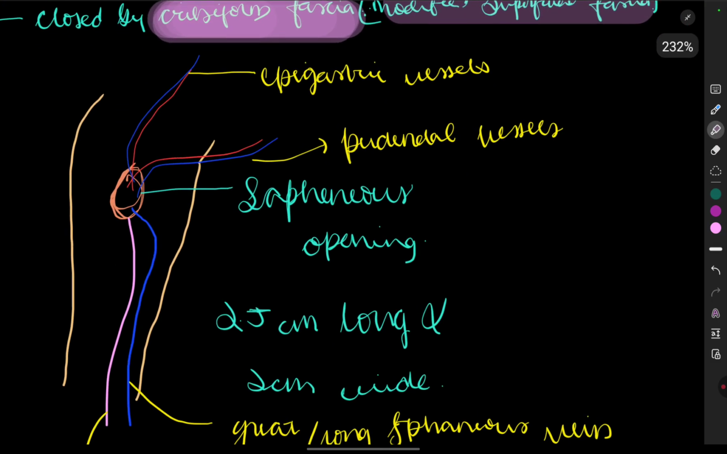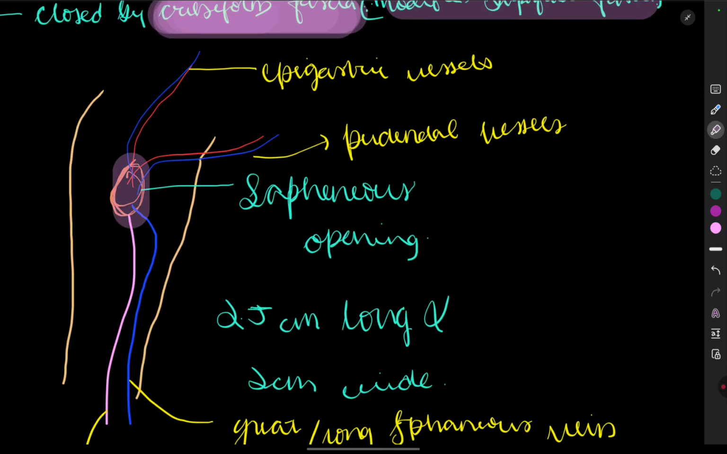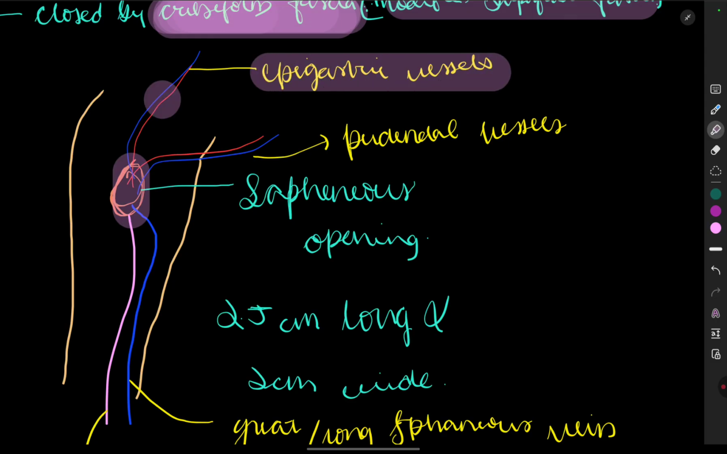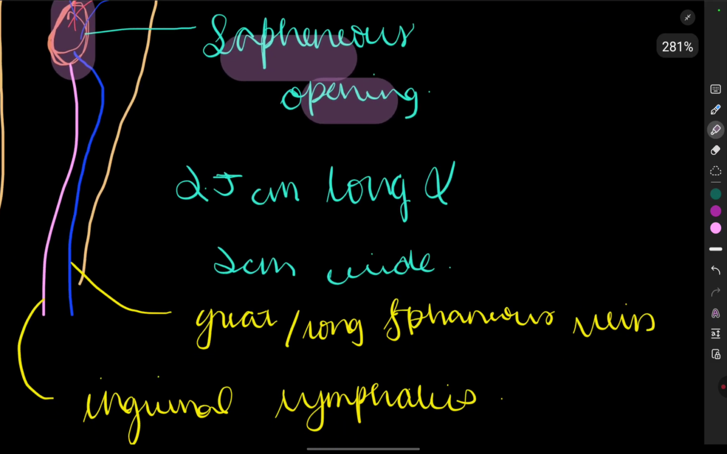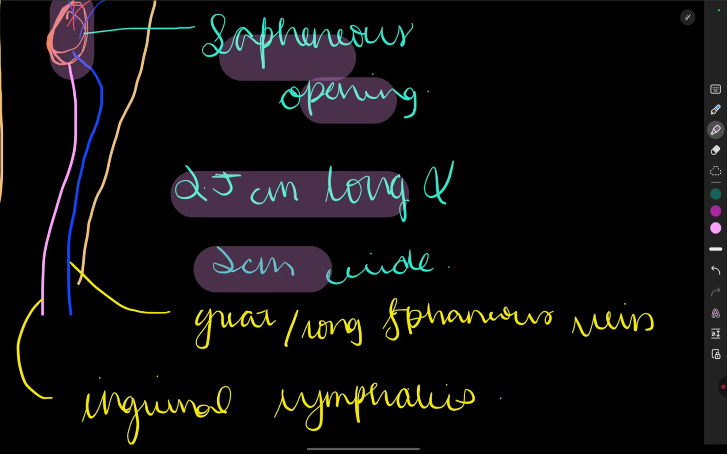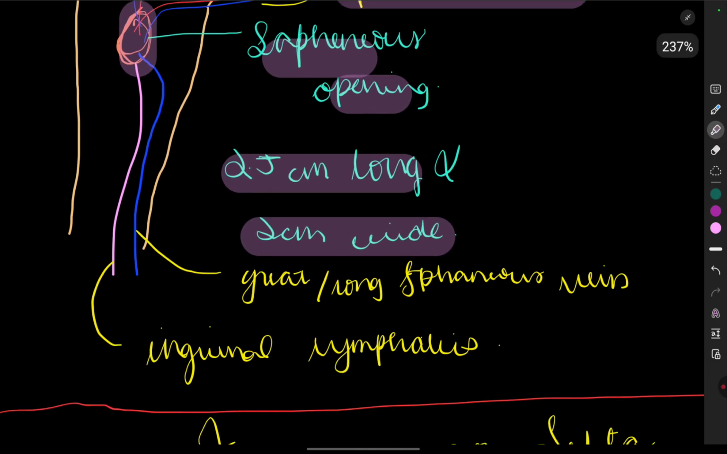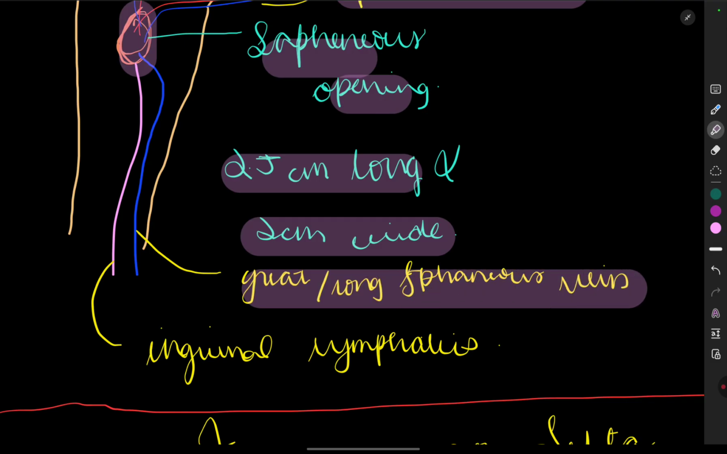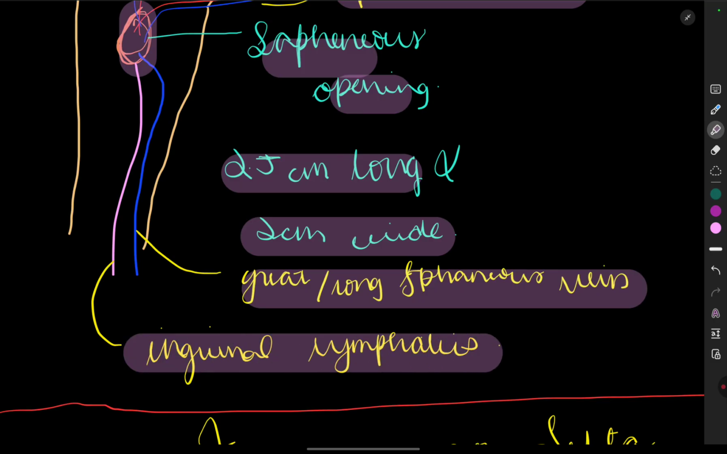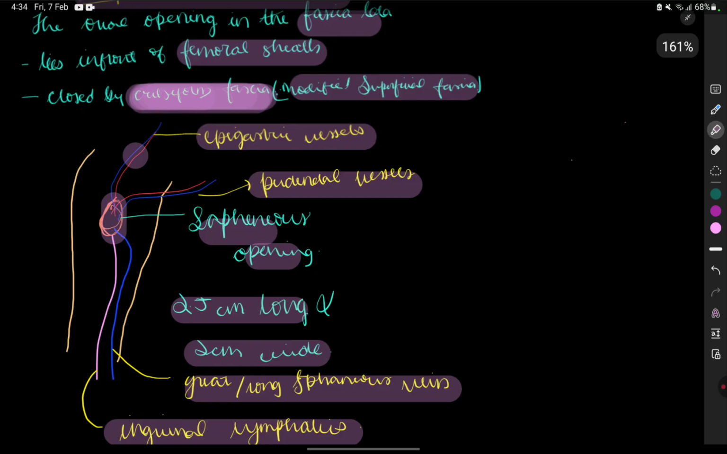Okay, now this is the saphenous opening, and these are the epigastric vessels, that is the epigastric vein and the epigastric artery, and this is the pudendal vessels, that is the pudendal artery and the pudendal vein. As we know, this is the saphenous opening. It is 2.5 centimeters long and 2 centimeters wide. Good if you remember; if you can't remember, it's okay. And this is the great saphenous nerve, you can also call it the long saphenous nerve, and this is the inguinal ligament. Okay, so we are done with the saphenous opening.